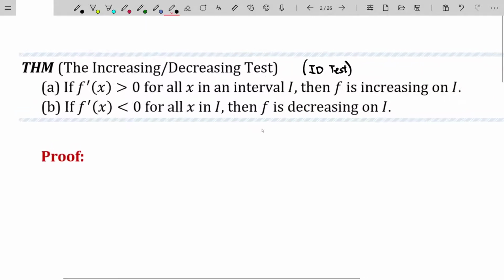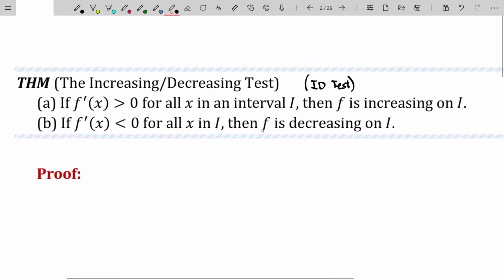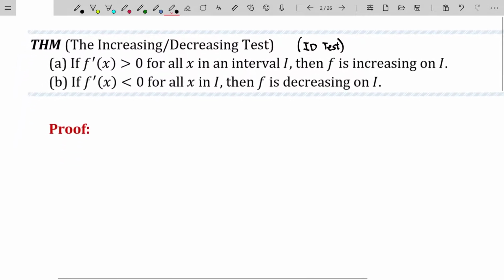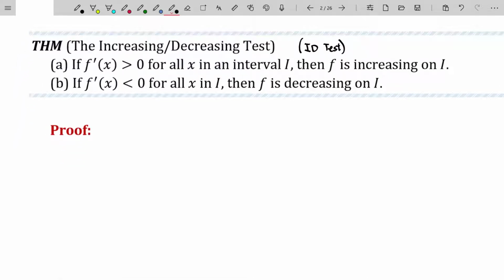So here's the increasing-decreasing test. If f prime is greater than 0 for all x in an interval, then f is increasing on that interval. Likewise, if the derivative is negative for all x in an interval, then f is decreasing on that interval. That should naturally make sense to us at this point in calculus. Let's go ahead and prove this.